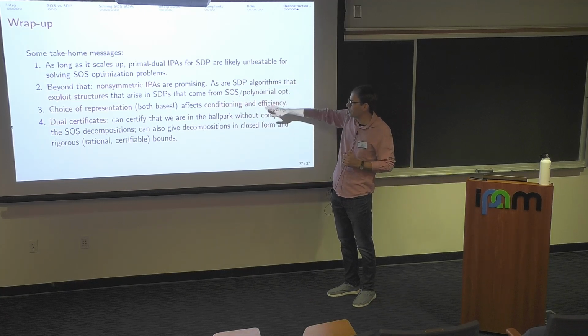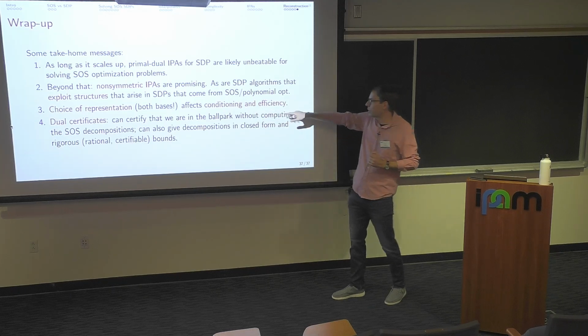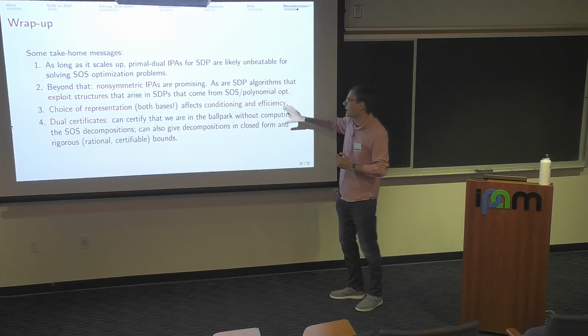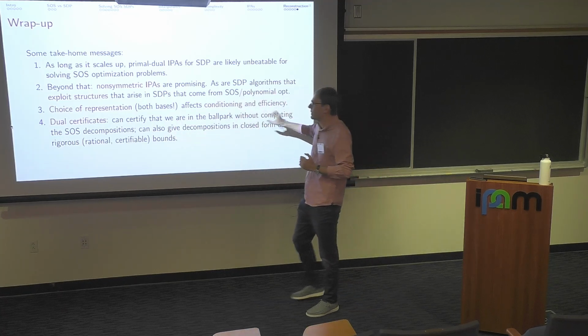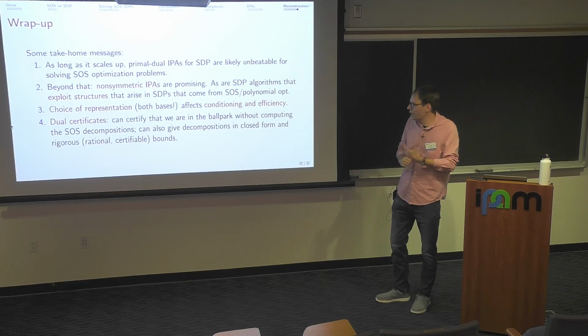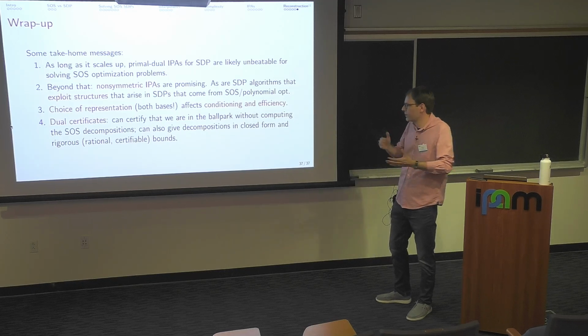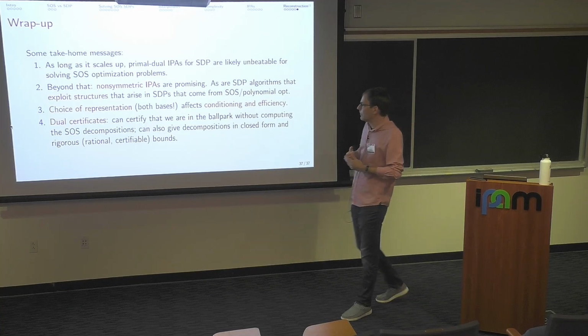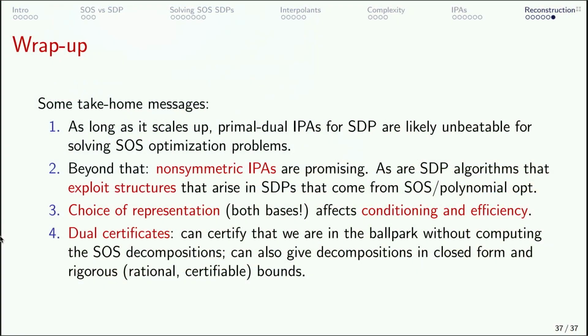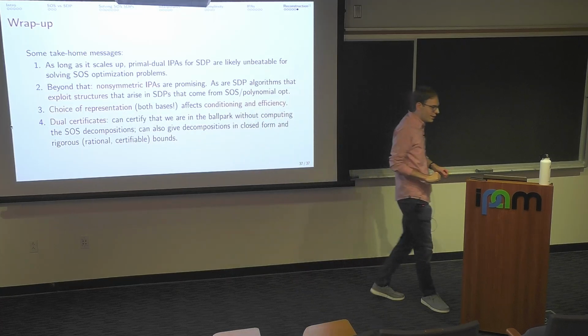Either way, I think that choice of representation is important. It can affect both the conditioning and the efficiency. And again, this last bit is mainly interesting for those who are interested in certified lower bounds, like in the previous talk, for example, right? Using this in theorem proving. These dual certificates are sort of an infrastructure that lets us certify that we have an SOS polynomial, even without computing the explicit SOS decomposition or solving those giant SDPs. But even though we are only working numerically, we can get rigorous, rational, certifiable bounds from purely numerical computation.